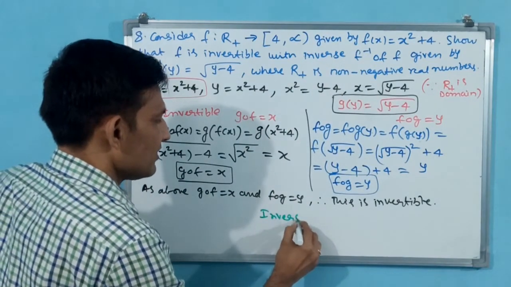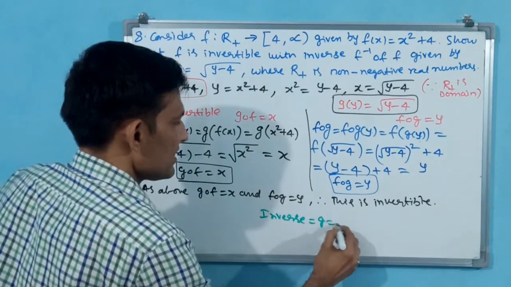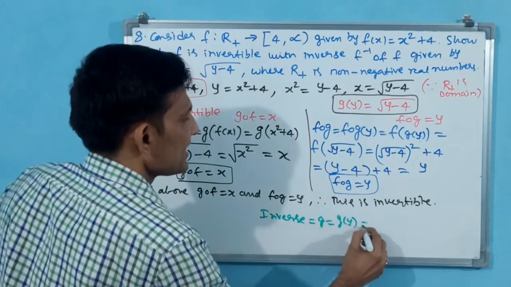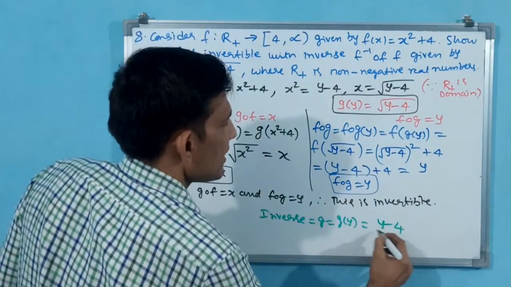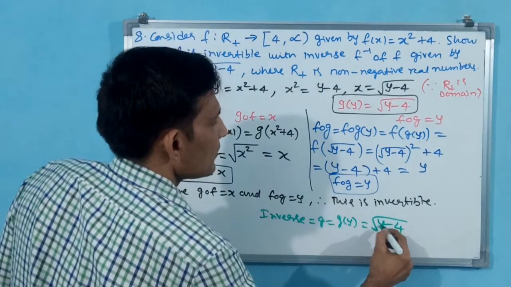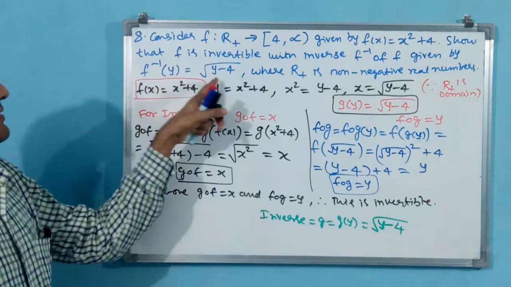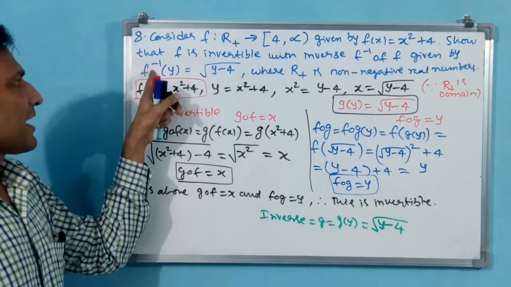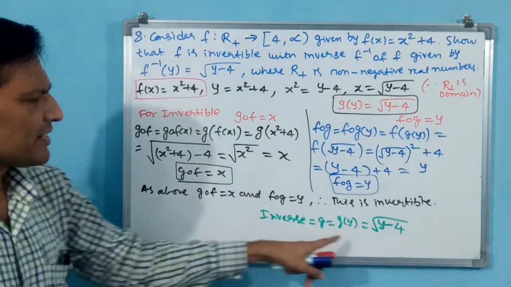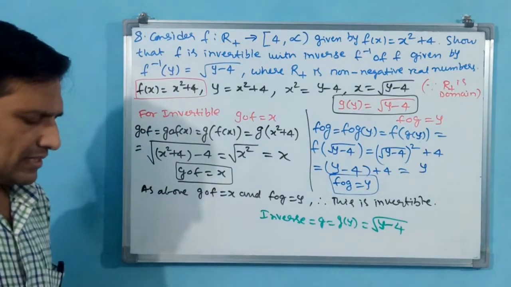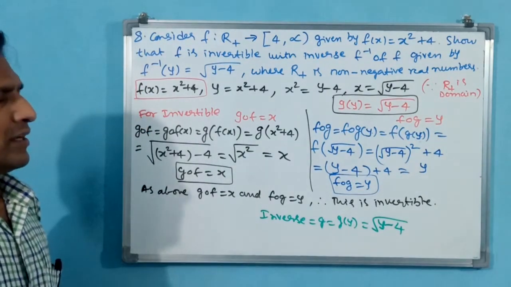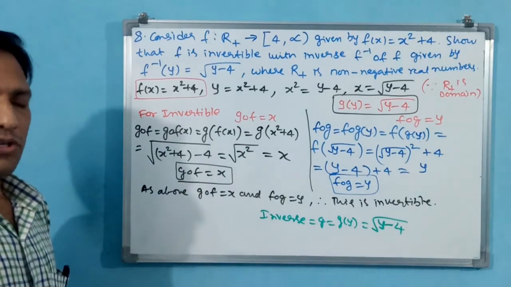The inverse is equal to G, that is G of Y, which is square root of y minus 4, the same thing he asked. Again he has written F inverse, but you need not write F inverse. You write only the inverse and this one. This is sufficient. In this way you have to do the question.